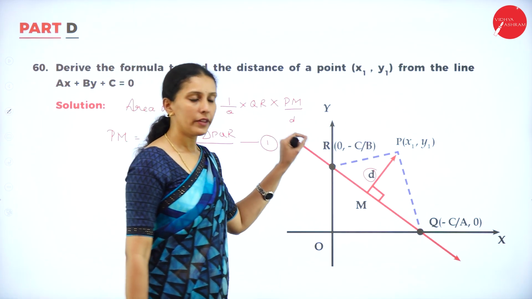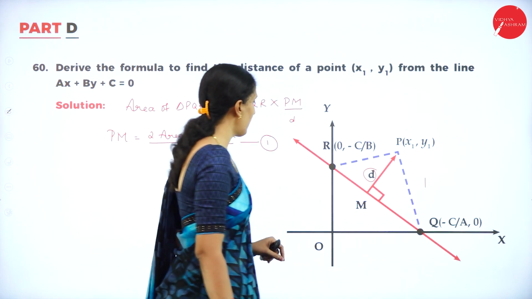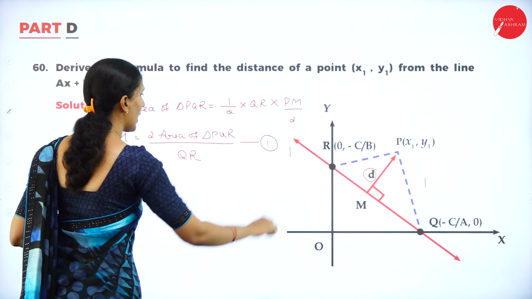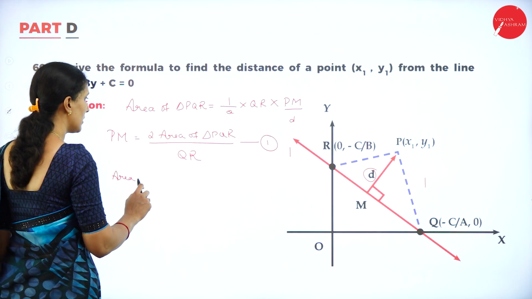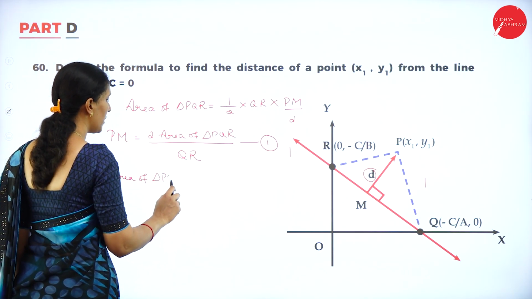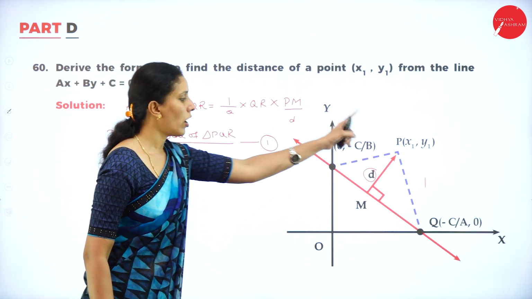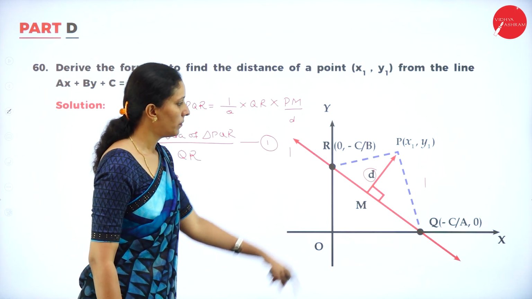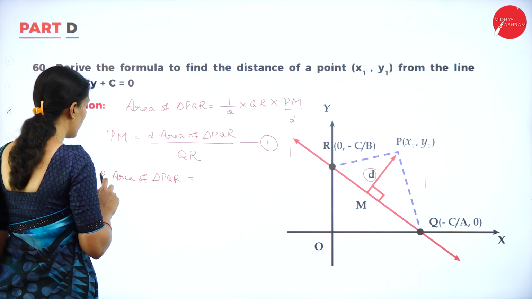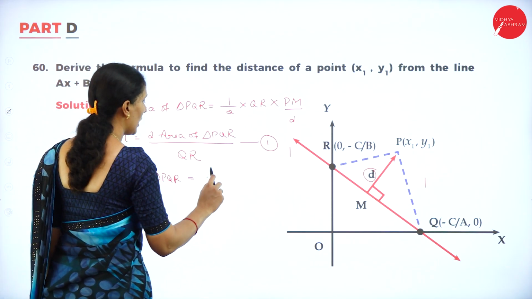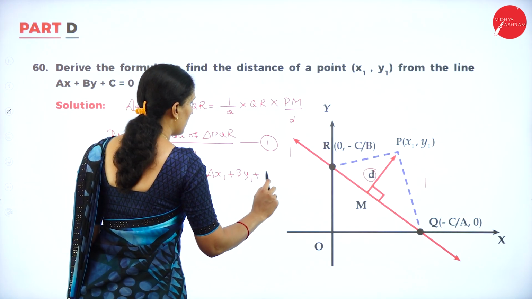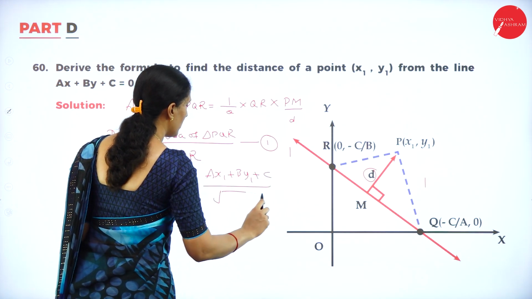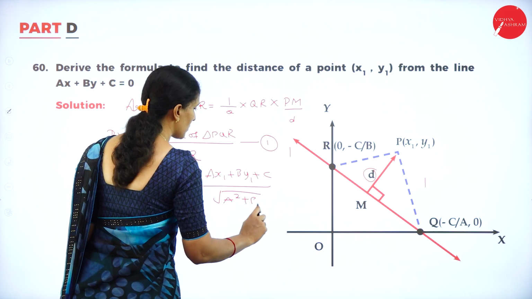So a diagram with a correct description carries 1 mark. Writing this equation carries 1 mark. Next, you need to find out the area of triangle PQR with the help of the coordinates given here. So here you can find 2 times the area of triangle as AX1 plus BY1 plus C divided by square root of A square plus B square.